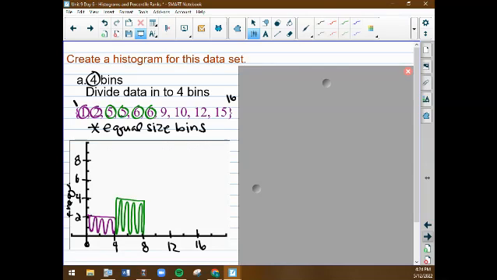Then between 8 and 12, how many values do I have? Well, I have 9, 10, and 12. So I have 3 data values between 8 and 12. Okay, and then lastly, how many do I have that are between 12 and 16? Well, I just have 1 value, and that value is 15. Okay, so again, it's frequency. It doesn't tell me anything about the specific numbers. It just tells me how many are within that range.